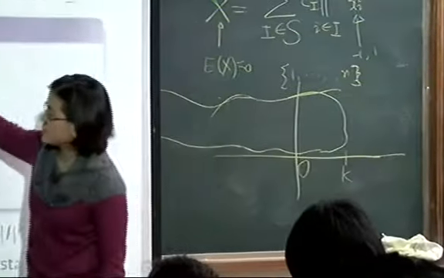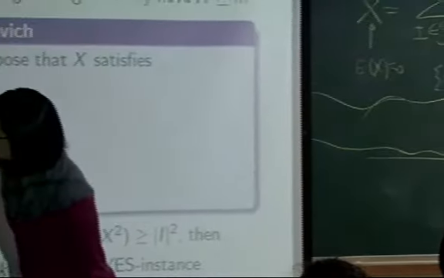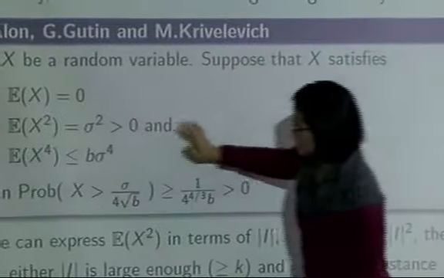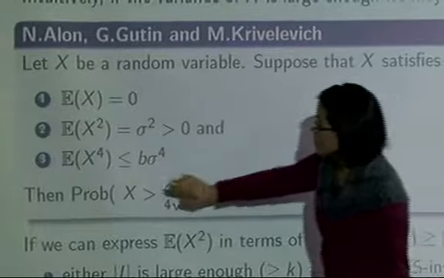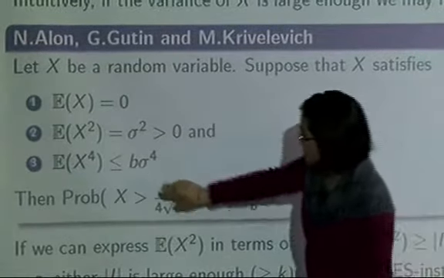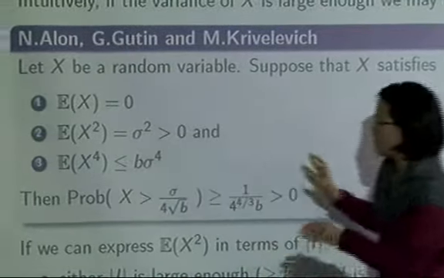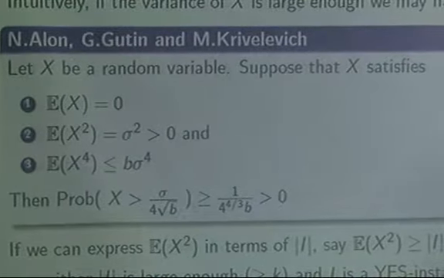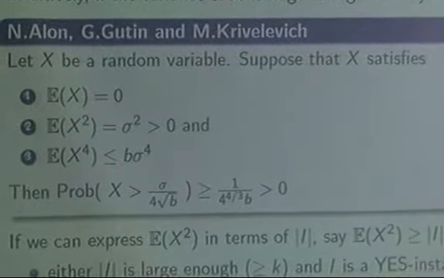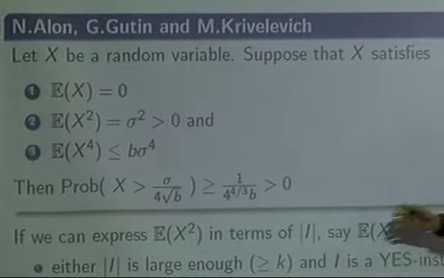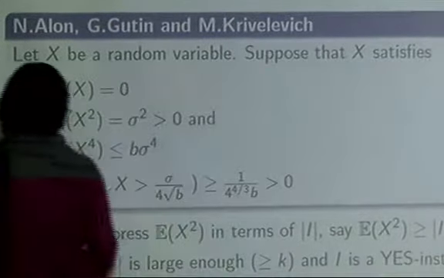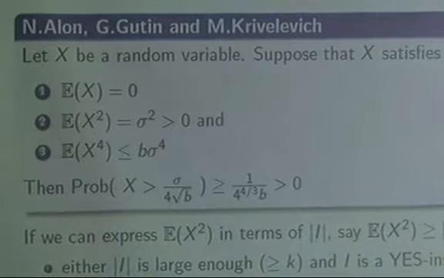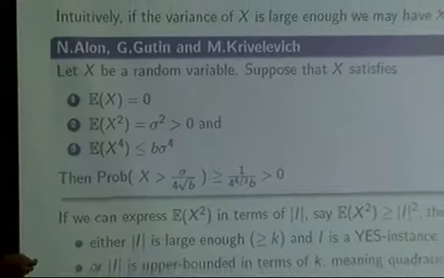So this lemma tells us that if we have these three conditions satisfied, then we can say that with some positive probability, x can be quite large. So there is a truth assignment that satisfies a lot of clauses, large enough. So this holds for any random variable? Yeah, any random variable.